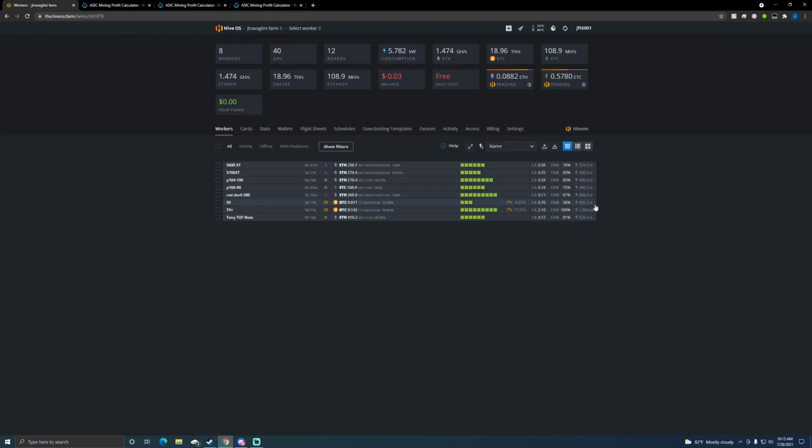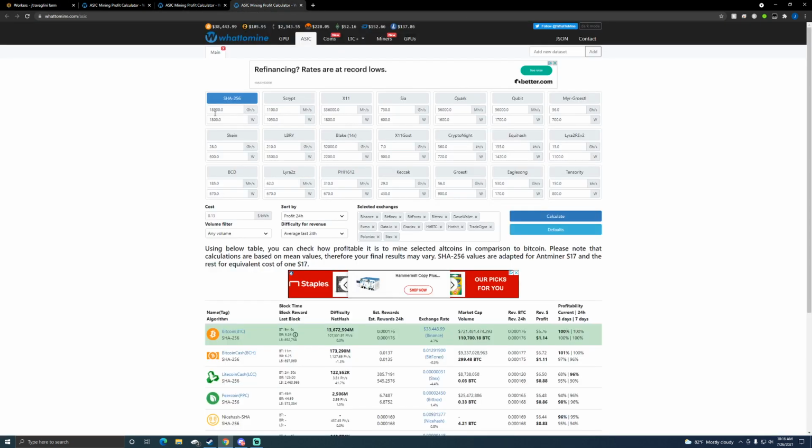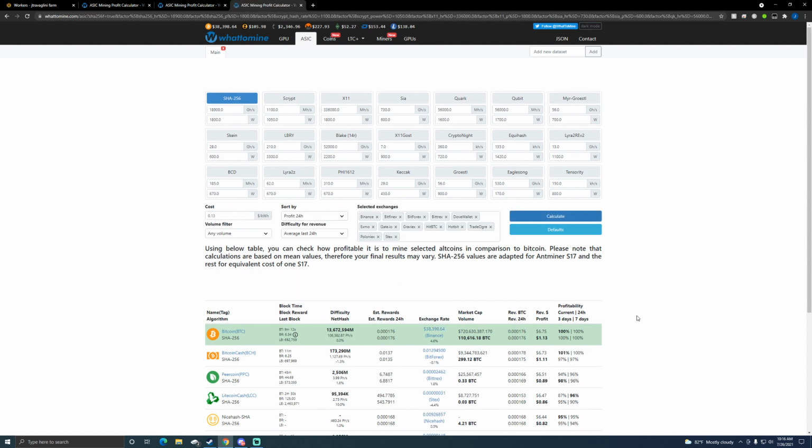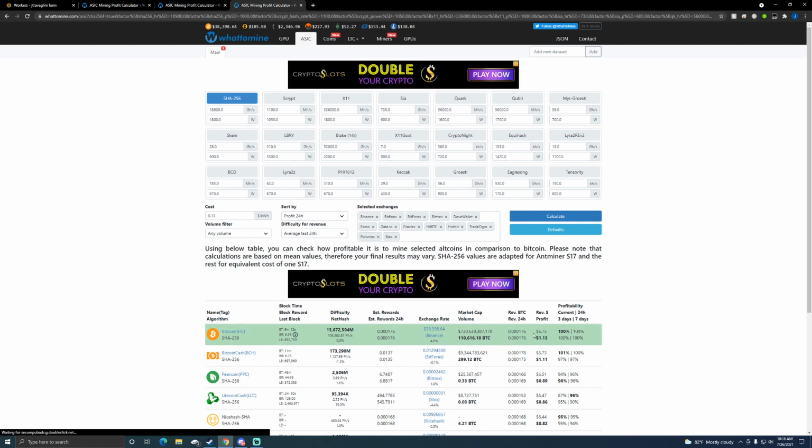Now, let's look at both of them put together. So we're looking at 1800 watts at, let's look up here, like 18.9 terahash. So I have 18.9 terahash at 1800 watts, 13 cents per kilowatt hour, and I'm making roughly $1.13 a day profit.